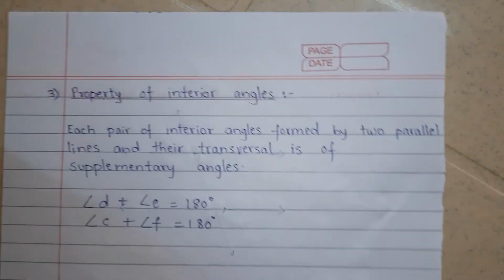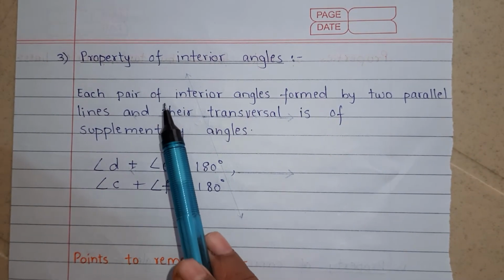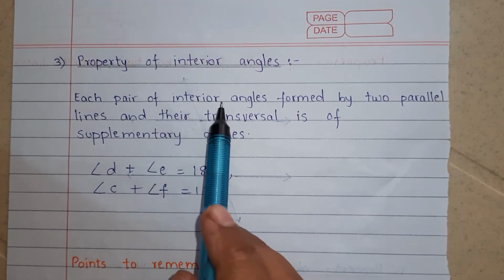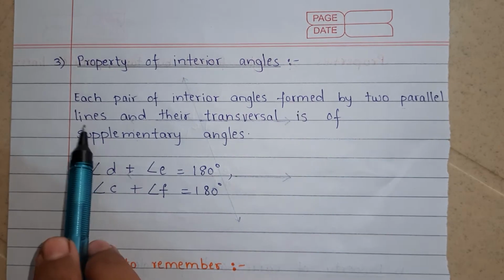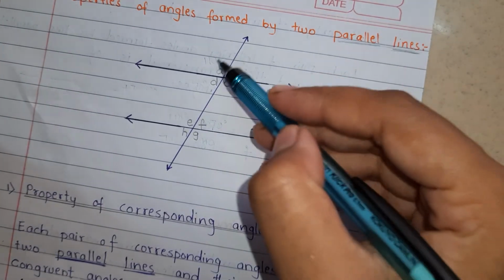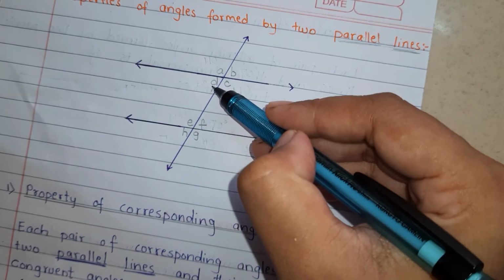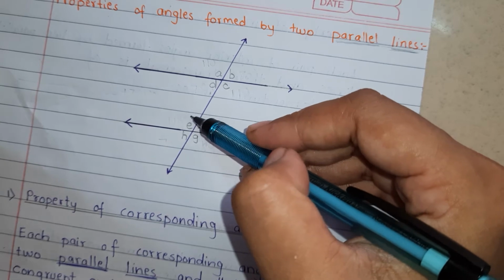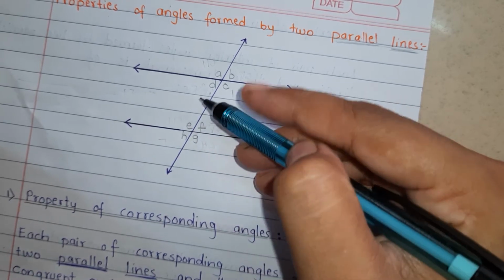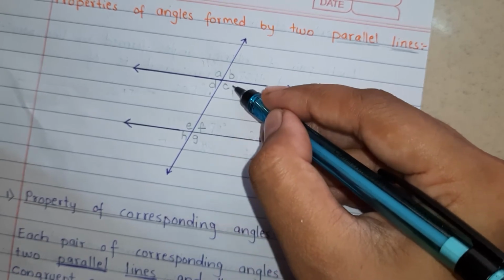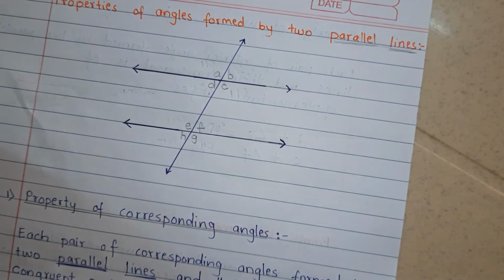And the third property is the property of interior angles. How are the interior angles? They are supplementary angles. Each pair of interior angles formed by two parallel lines and a transversal is of supplementary angles. So which are the interior angles? D and E, they are interior. And what is their property? That they are supplementary. Supplementary means what? Their addition is 180 degrees. Also C and F, interior angles, they are also supplementary. Means their addition should be 180 degrees.